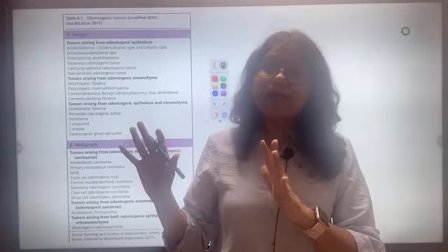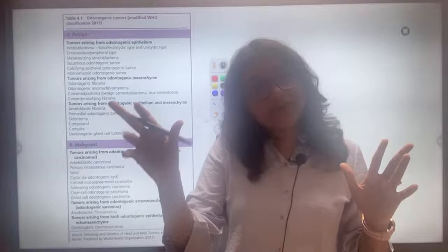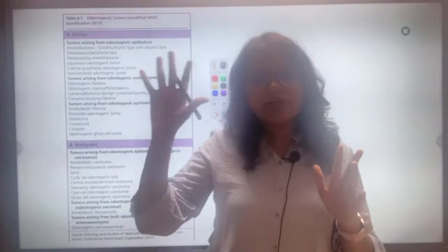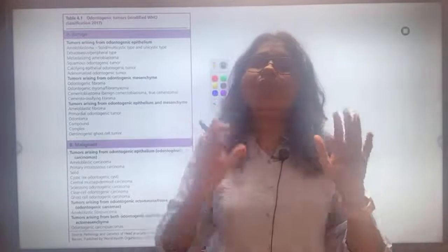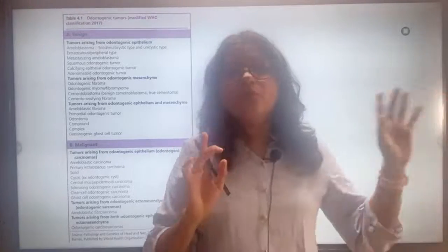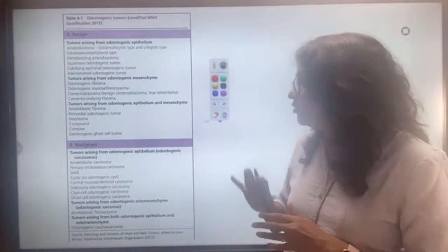Then for malignant, I told you carcinoma or sarcoma will be the name. For epithelium there are 5 names, including ghost cell odontogenic carcinoma and clear cell odontogenic carcinoma, 5 names are there, and for connective tissue only sarcoma, and carcinosarcoma for both of them. So we are done with the classification of odontogenic tumors, right.